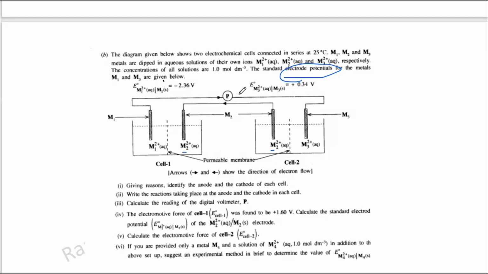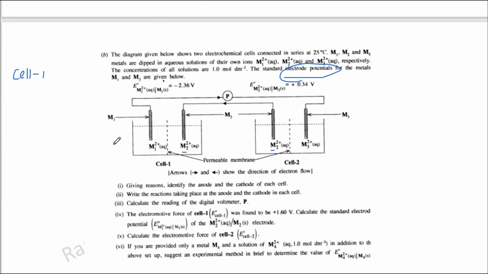So this shows the direction of the electron flow. So here electrons go from here to here, and here they go from here to here. Okay, giving reasons, identify the anode and cathode of each cell. So here this is cell 1. So think about the anode and cathode in cell 1. What do you think? How do you determine the anode and cathode of cell 1?